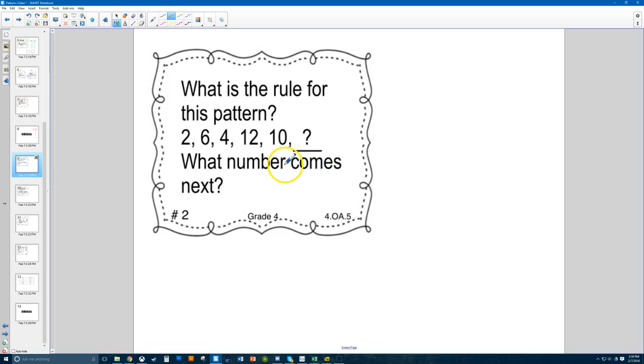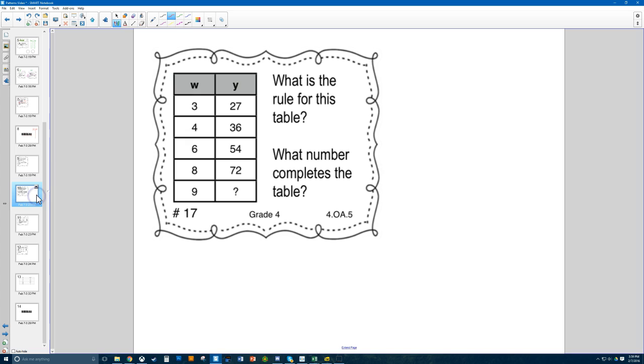Alright, let's skip over that one. Not really feeling it. What is the rule for this table? What number completes the table?